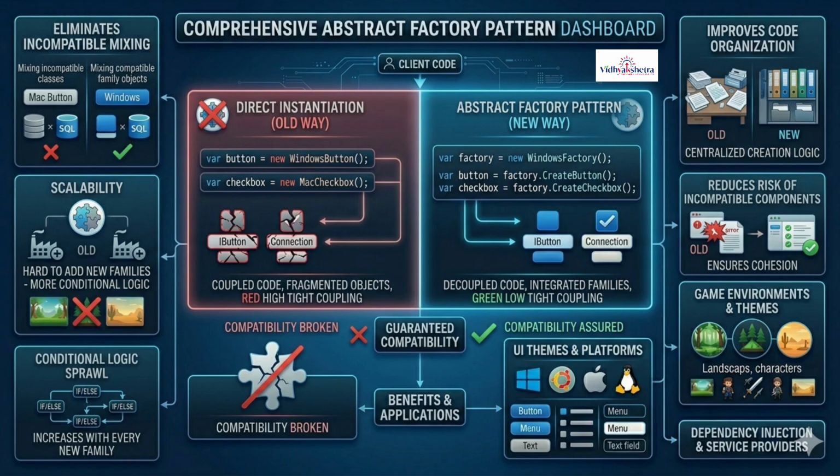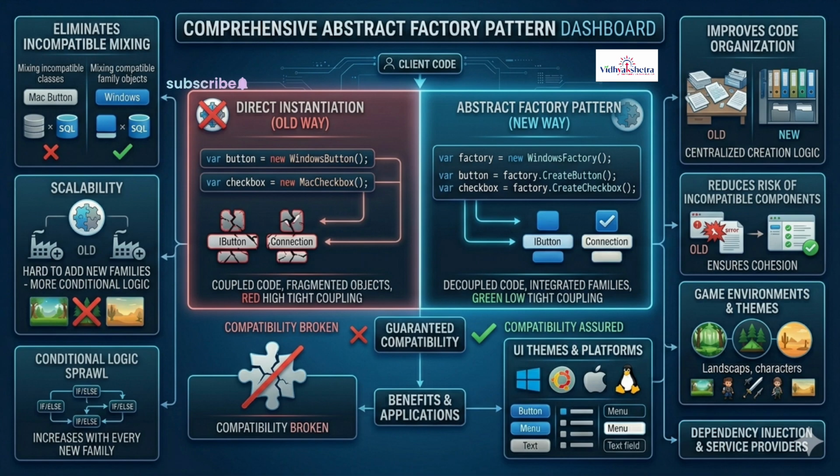With the abstract factory pattern, object creation is centralized and controlled. The client code uses a factory to create related objects: var factory = new WindowsFactory(), var button = factory.CreateButton(), var checkbox = factory.CreateCheckbox().